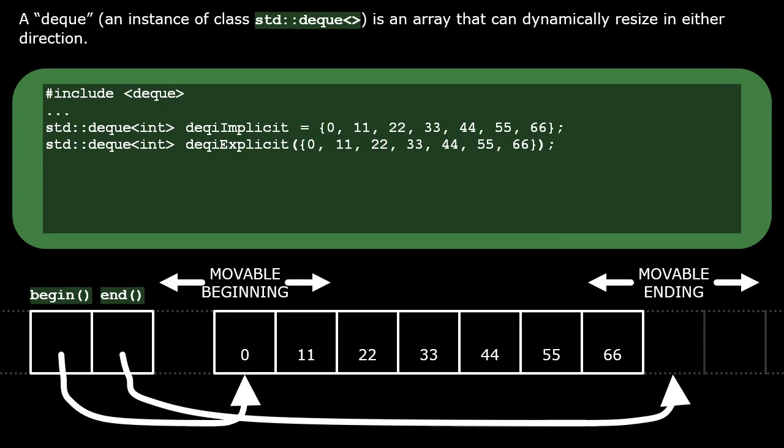STL provides a collection class that implements a doubly ended queue, also called a Deque. A Deque is an array of values that can dynamically resize in either direction.